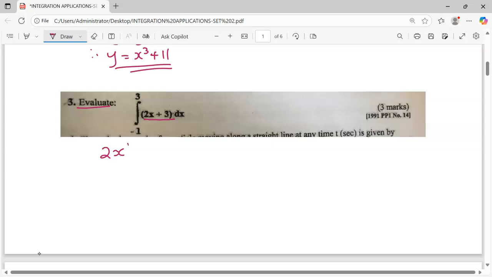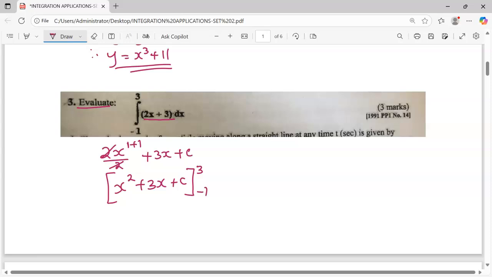2x. Remember, x is raised to the power of 1. We add 1 to the power, then divide by the total new power, which is 2, plus of course 3, we introduce x, plus c, which is a constant of integration. 2 and 2 will cancel, meaning we are going to remain with x squared plus 3x plus c. Then we introduce the limits, that is 3 and -1.